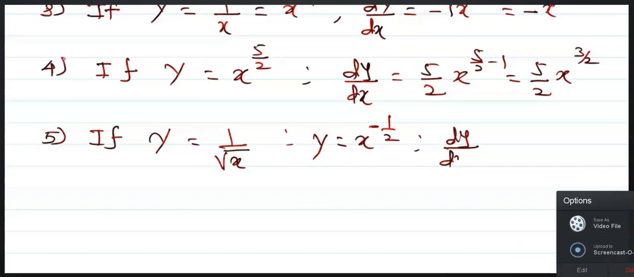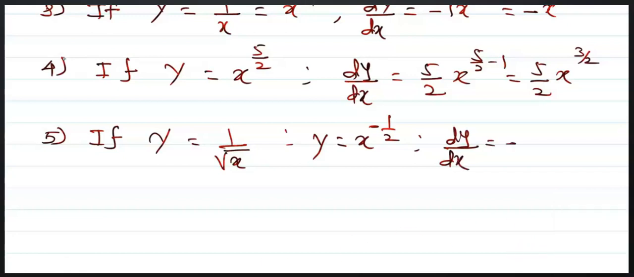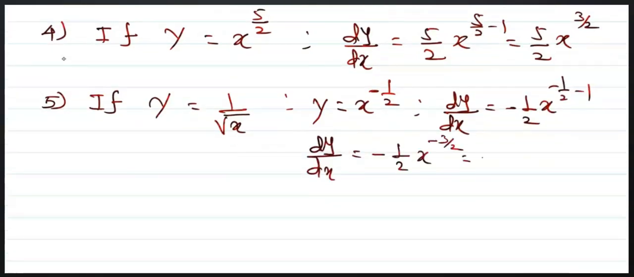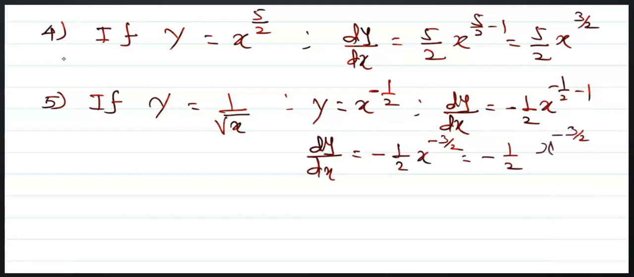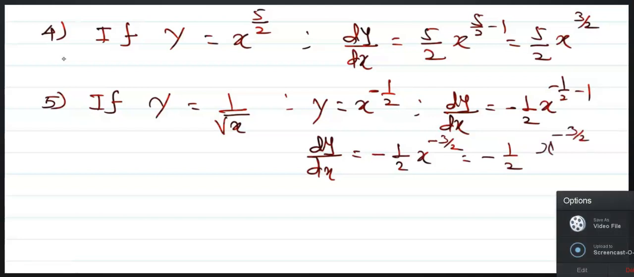Now see this here. Therefore dy by dx is equals to minus 1 upon 2 x raised to minus 3 by 2. Then we can make the power positive and write it in the denominator, or keep it as it is. This is the derivative.